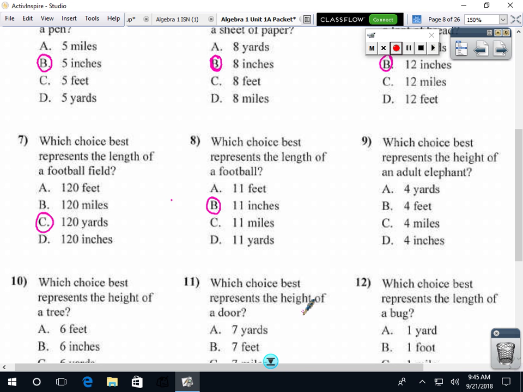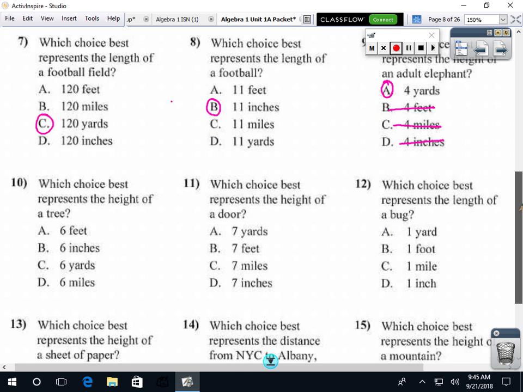Okay, well, let's cross out the obvious no's. 4 inches, no way. 4 miles, no way. Is an elephant 4 feet tall? No, that's shorter than you. So it would have to be A. 4 yards is what? How many feet are in 1 yard? 3. So how many feet are in 4 yards? And doesn't that sound about right for an elephant, 12 feet tall? So A.